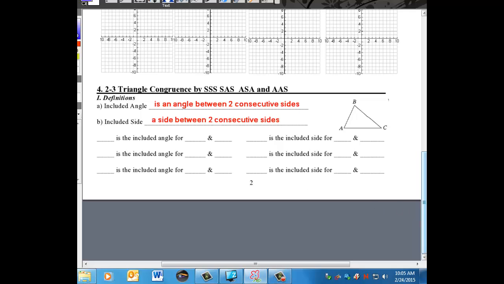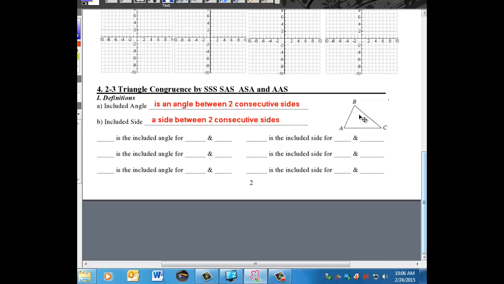Welcome back to geometry. We are at section 4.2-3, triangle congruence by side, side, side, side, angle, side, and angle, angle, side. I'm going to start off with a new term called an included angle. And that's going to be an angle between two sides.